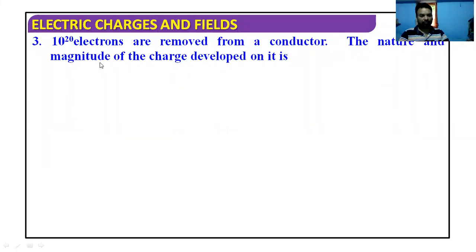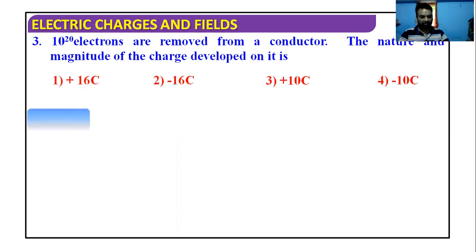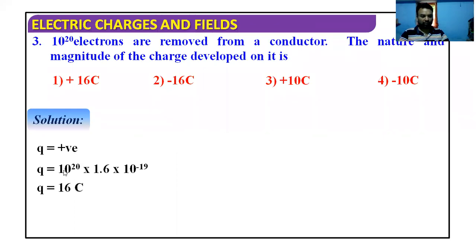And second is the magnitude of the charge. Now let us find what is the magnitude of the charge. Again, it's a very simple question. The final charge on the conductor will be positive because electrons are removed. So 10 to power 20 electrons are removed. Multiply 10 to power 20 with the charge on a single electron, and we will get Q is equal to 16 coulomb. So 16 coulomb of positive charge will be left over on the conductor after removing 10 to power 20 electrons. So 16 coulomb means the first option.